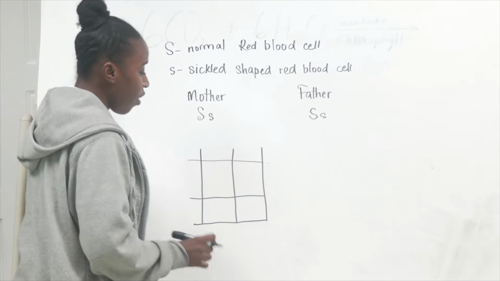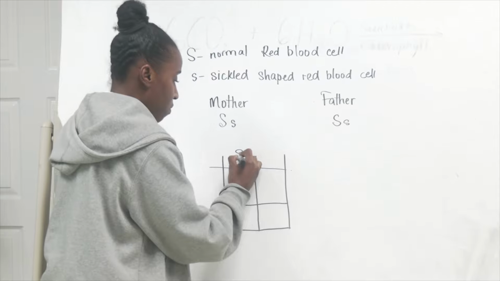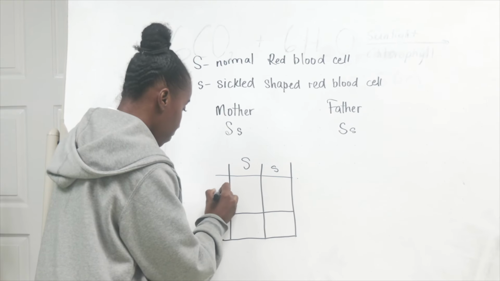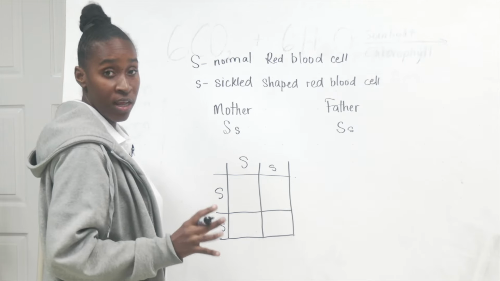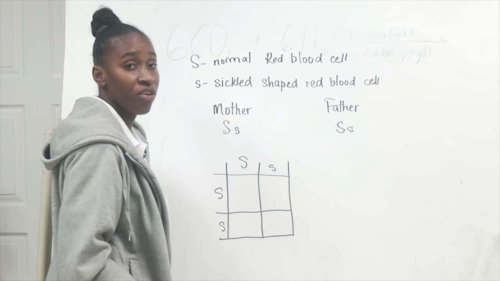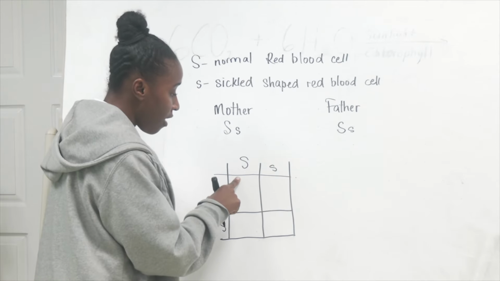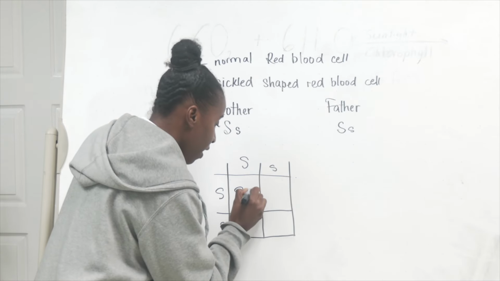All right, so we'll write our father's allele at the top and our mother's allele to the side. Now, all we're going to be doing in this section where we are writing the possibilities of offspring is essentially organize the alleles. So we have a capital S from the father and a capital S from the mother. So we write both of them right here.